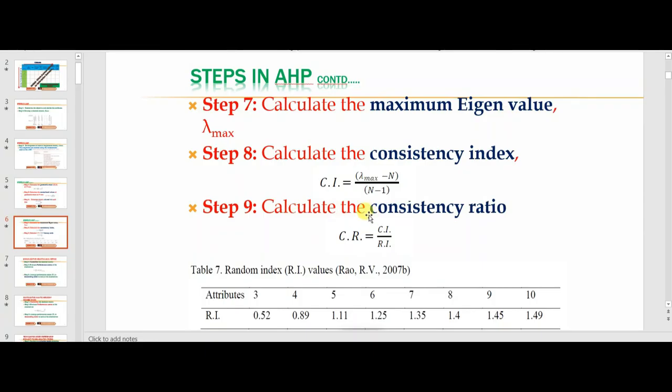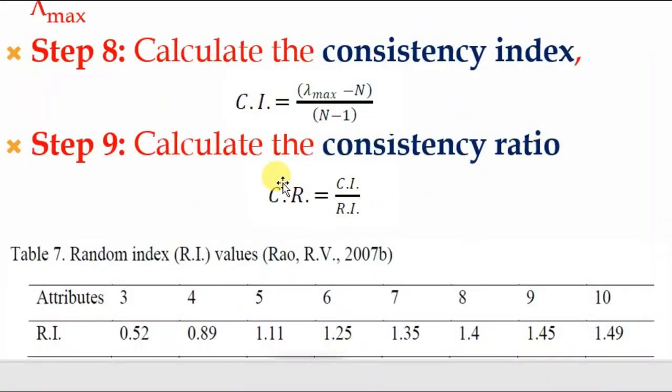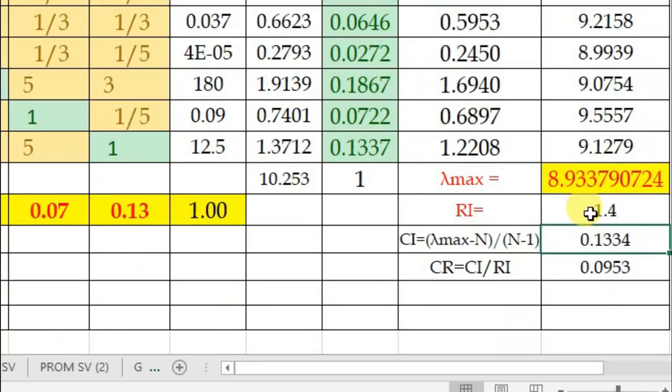Next we have to find consistency ratio. So consistency ratio CR is given by CI upon RI. Now here RI is random index. Now random index depends upon the number of attributes. So we can see for 3 attributes the random index value is 0.52. For 8 attributes it is 1.4. In our case we have 8 attributes or 8 criteria. That's why we have to use value of RI as 1.4. Using the formula CI upon RI, that is 0.1334 upon 1.4, you get value of CR, consistency ratio, which is equal to 0.0953.